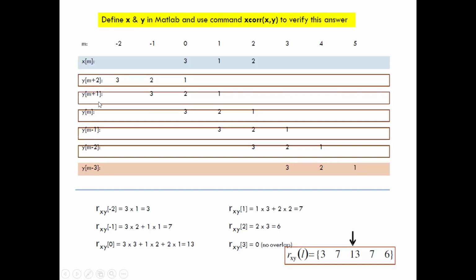So that finishes the topic on circular convolution and correlation.